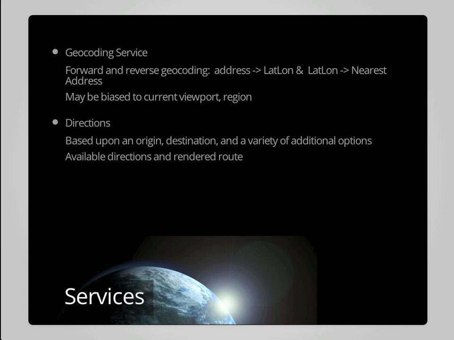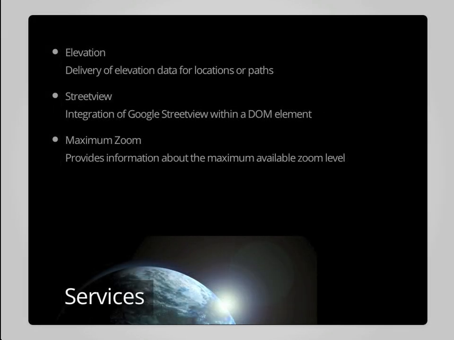There's a second service, which is their directions service, where you can essentially provide an origin and a destination and some additional options, and you'll have returned to you directions between that origin and destination and a representation of the route in a form that you can integrate, say, into Google Maps. So this is a way to essentially use the Google Maps service as a way of doing route definition using their directions service.